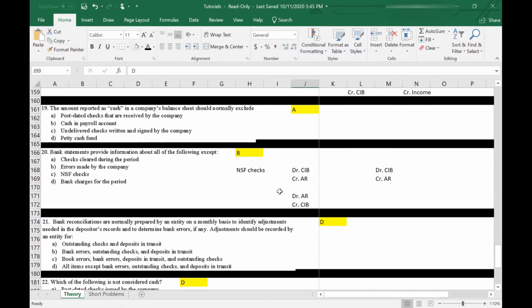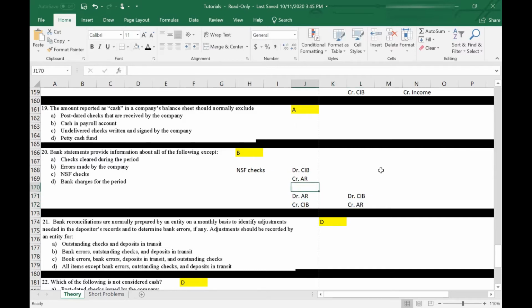Also, for number 20, I have to correct what I said. So, initially, when you receive money, your entry would be debit cash in bank, credit AR. But then when you receive the notice that the check has no sufficient fund, you reverse the entry. The correcting entry would be debit AR and credit cash in bank. And then once your customer gives you another check, which is now sufficient, you now record the normal collection process: debit CIB or cash in bank, credit accounts receivable. So I hope that's clear.